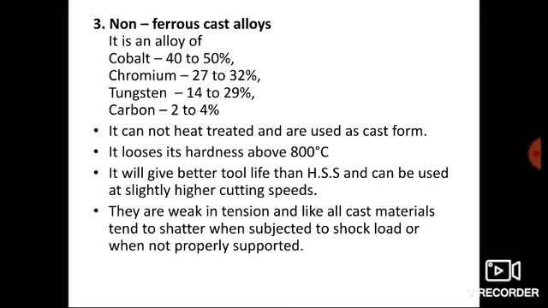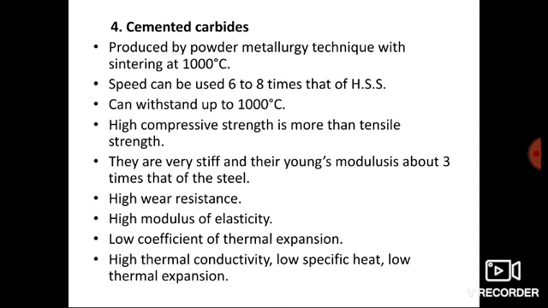It will give better tool life than high speed steel, and it can be used at slightly higher cutting speed. They are weak in tension, like all cast materials, and tend to shatter when subjected to shock load, or when not properly supported. Next material is cemented carbide.